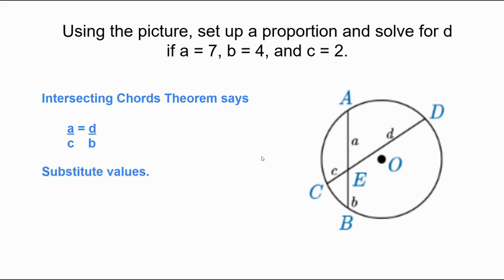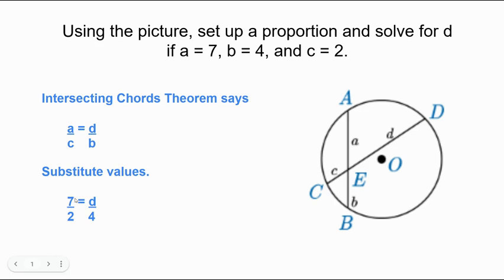Now our next step then is substitute the values in. We're going to replace the A with the 7, the B with the 4, and the C with the 2. Let's look at what those fractions look like. Now you may be looking at those and really getting those proportions, that's the hardest part. Now you just get to do cross multiplying here.